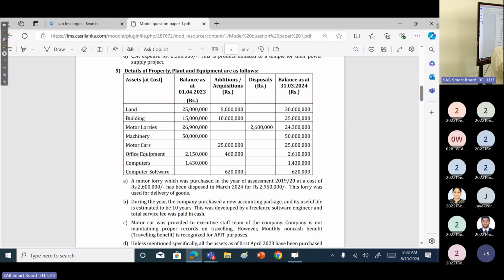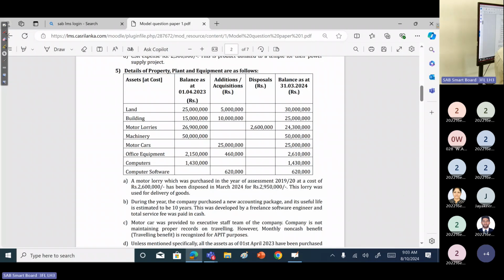So the balance as at 1 April 2023 and 31st March 2024, with additions or acquisitions and disposals. That is cost. This shows cost. Right? Thereafter it says a motor lorry, which was purchased in the year 92 at a cost of rupees 2.6 million, has been disposed of in March 2024. This lorry was used for delivery of goods. Right? Depreciable assets used in the production of income. They have disposed of it during the year. So then remember, we had worked out the surcharge or balancing allowance, the tax impact. And during the year, the company purchased a new accounting package, computer software, and its useful lifetime is estimated at 10 years. This was developed by a freelance software engineer and the total service fee was paid in cash.